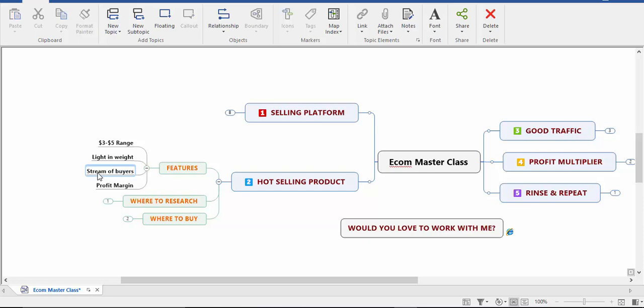And also, there must be a profit margin. The reason why everybody is in business is because of the profit. So you need a product that has a very good profit margin. These are the features to look for in a best-selling product.